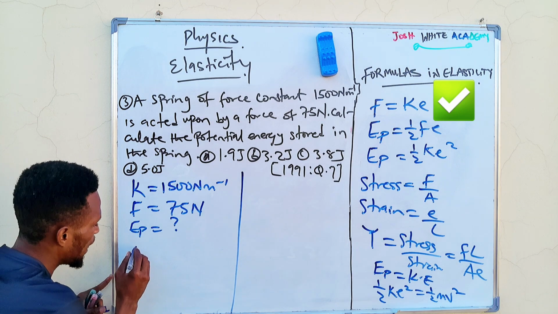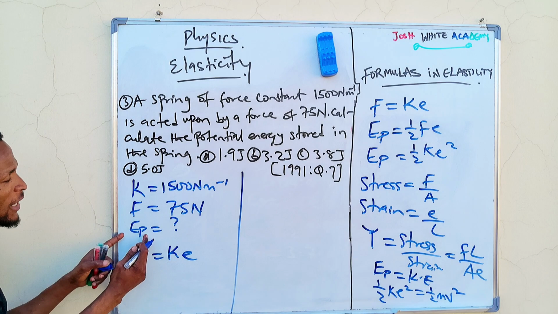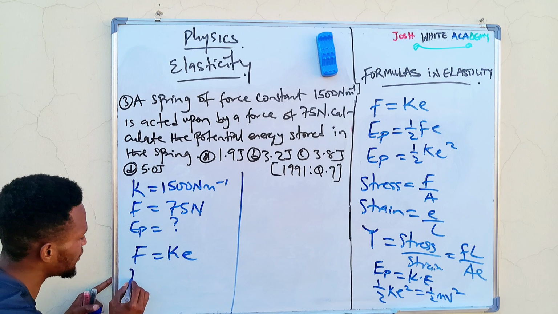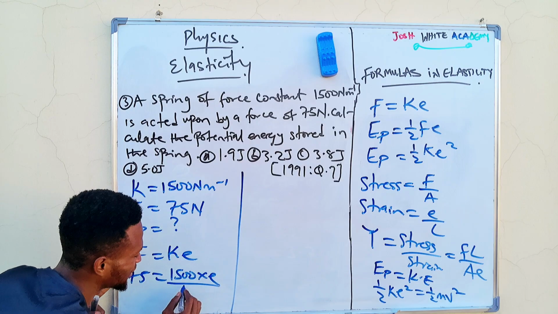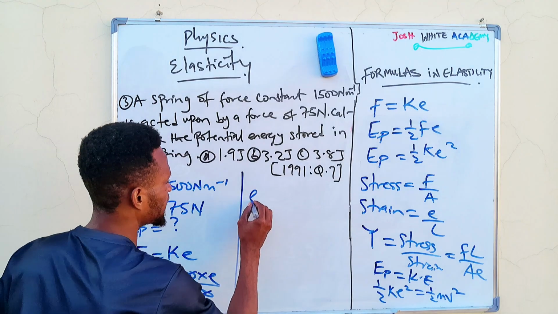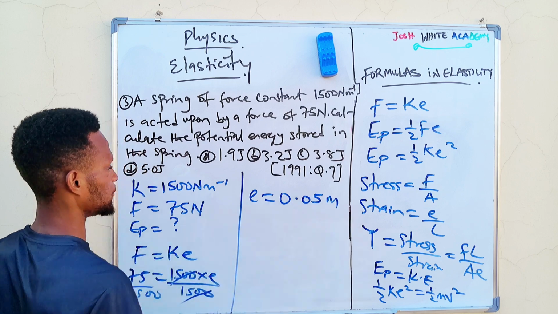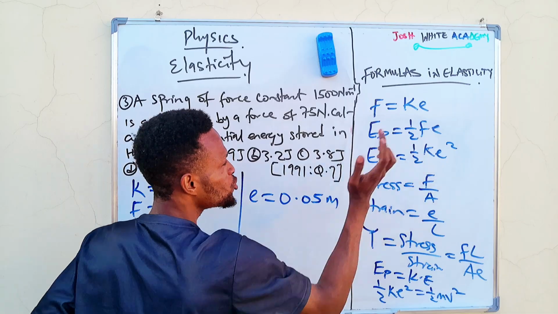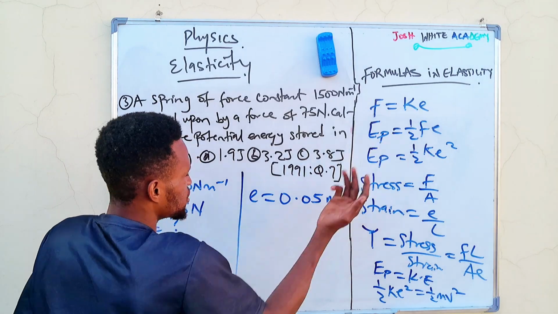So our F is equal to KE. For us to find our elastic potential energy, we need to get our extension, so we can get it from here. Our force is 75, our K is 1500 multiplied by E. So divide both sides by the coefficient of E, which is 1500. Our extension gives us 0.05 meter. We will then bring in our formula. Whether we choose to use this or this, any of them will give us the same answer. For preference, I choose this one.